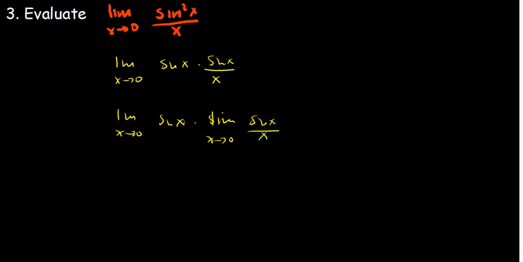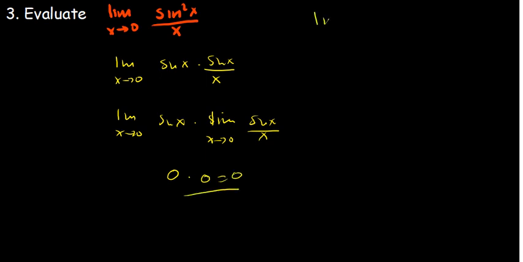We know that if we substitute 0 directly here, the sine of 0 is a 0. We can check that from a sine graph. And we know that this is a special limit: the limit as x approaches 0 of sine of x over x, that is a 1, and so the answer will be 0 times 1, which gives us a 0.